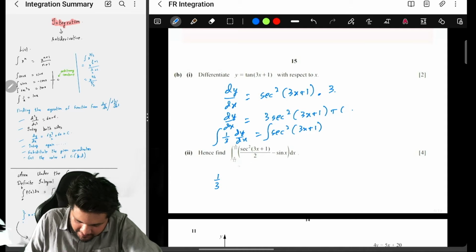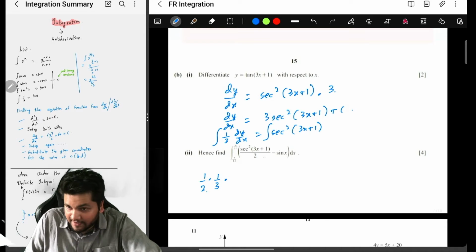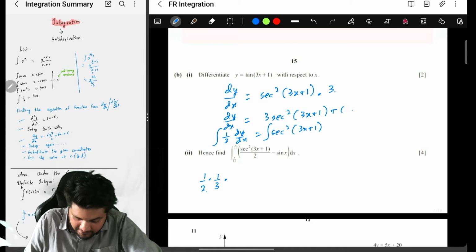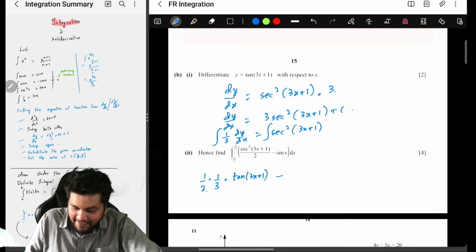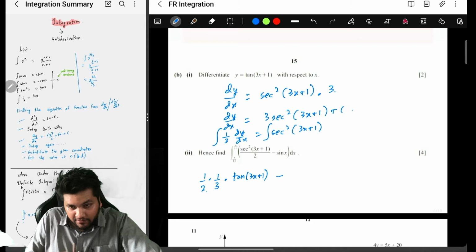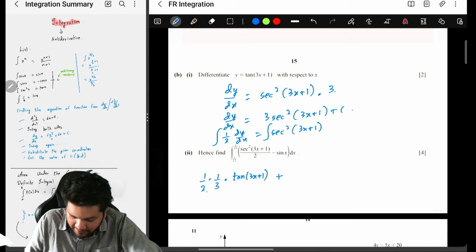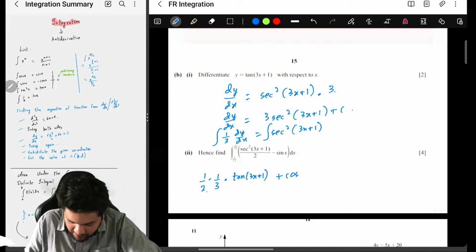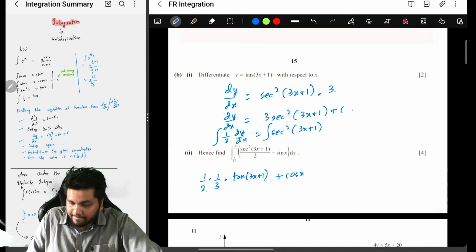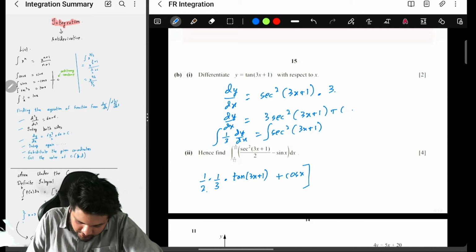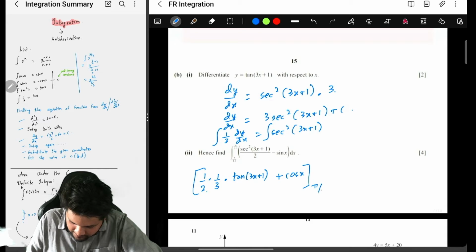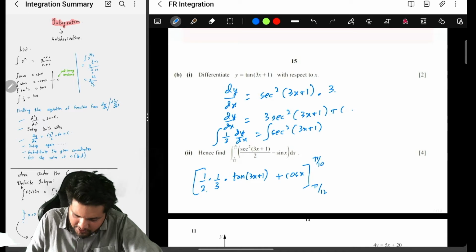Now I can consider this thing, and also 1 by 2 constant outside. Now I can consider this sec square (3x plus 1) as just x, so it's going to be tan (3x plus 1) minus the integral of sin x, which is nothing but, as the derivative of cos x is minus sin x, minus or minus, it's going to be minus cos x. The values are from pi by 12 to pi by 10. Now you just need to substitute that.